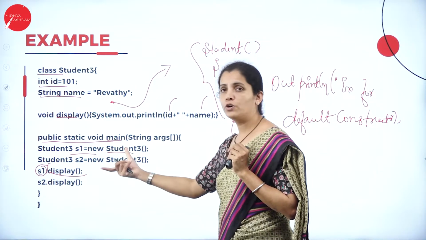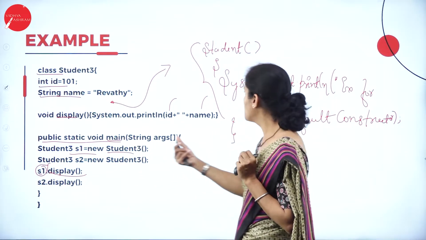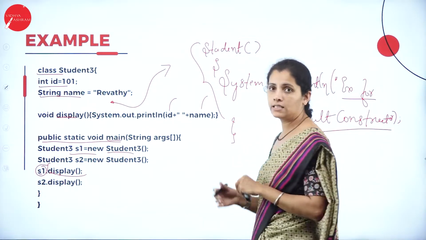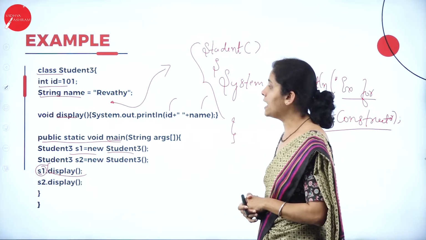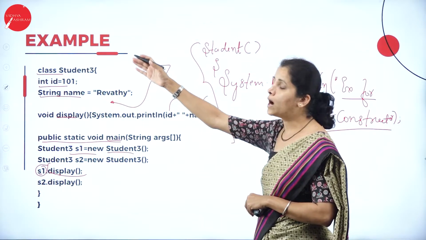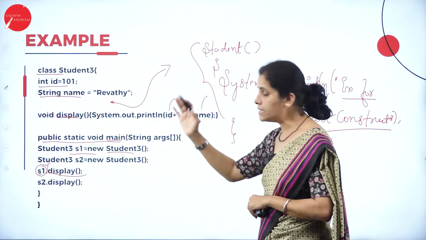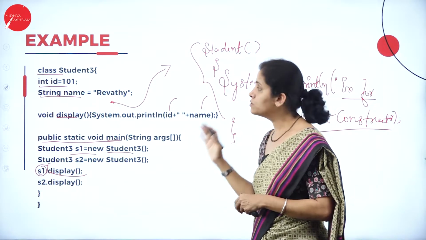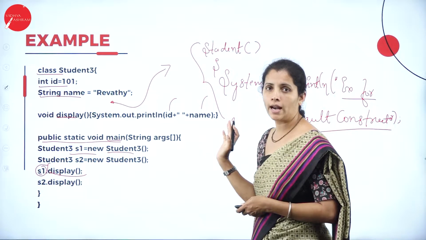And what is the output of this program? I'm going to get, okay, example for default constructor twice. Then I'm going to get 101 Revati. Once again, I'm going to get 101 Revati. So, this is the output of this program.